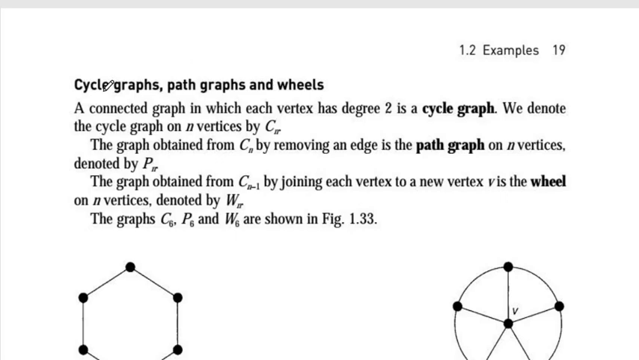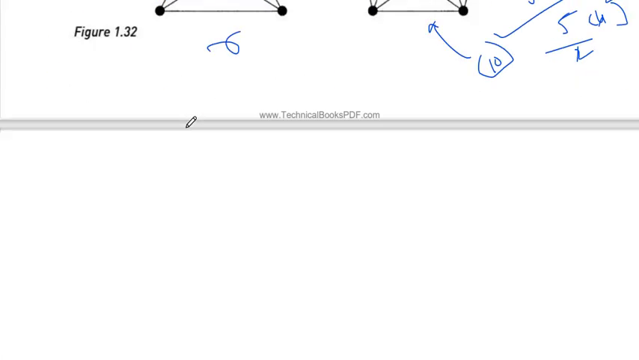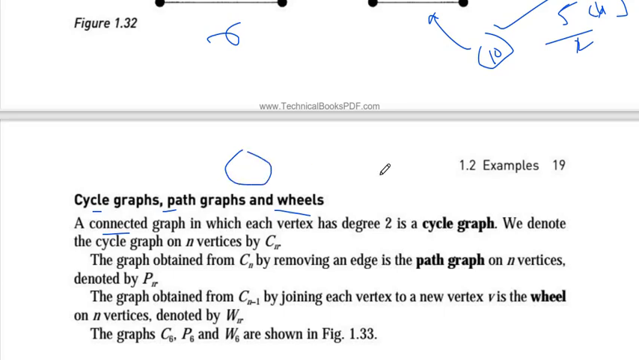Next, cycle graph, path graph and wheels. Let's say a connected graph. First of all, it has to be connected, not open like this. A connected graph in which each vertex has degree 2 is a cycle graph. We already know how to find the degree of a vertex: the number of edges counted for a particular vertex. In a cycle graph, the degree of each vertex is equal to 2.